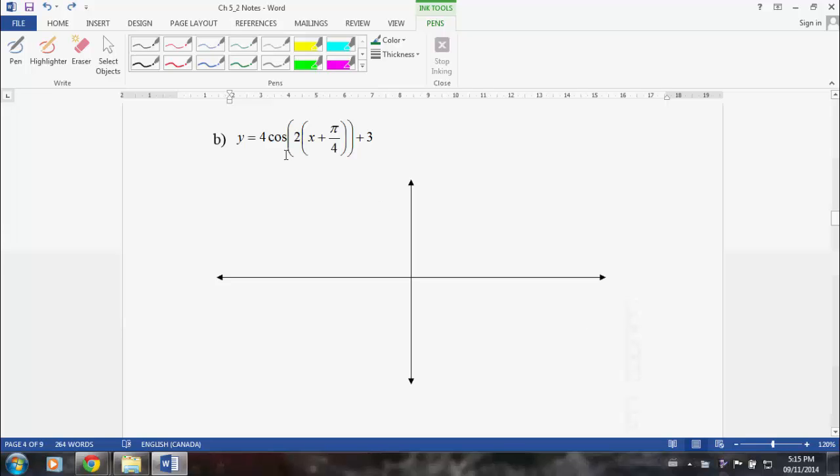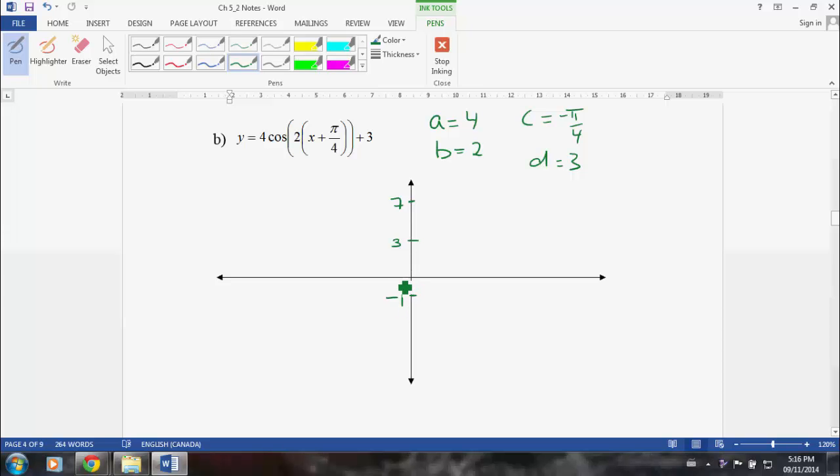All right, so hopefully you got something done there. Let's try this out. My A value is going to be equal to 4. My B value is going to be equal to 2. My C value is going to be equal to negative pi over 4. And my D value will be equal to 3. So first of all, I will start 3 up. That will be my central axis. And my maximum will be 3 plus the absolute value of A. So I'll go up to 7, and I will go down to negative 1.